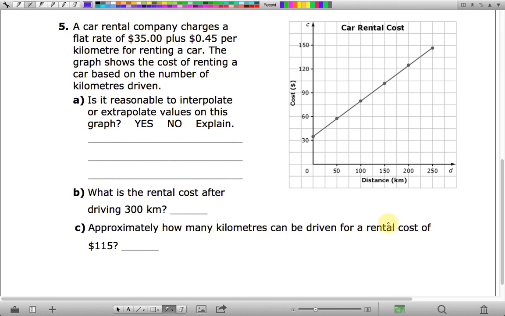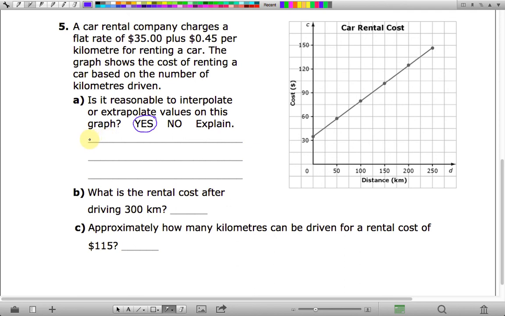So let's think about this here. If you are renting a car, are you only going to drive at 0 kilometers? Well, first of all, nobody's going to drive at 0 kilometers. You could drive 50 or 100 or 150. Yes, that's true. But is it possible that you're going to take the car for a drive and go, say, 120 kilometers, 135 kilometers, 201 kilometers? It's not necessarily going to be exactly these points that are specified. It could be any of the distances in between. And as a result, you're not necessarily going to be paying exactly the prices that are specified on these points. It could be any of the costs in between as well, rounded off to the nearest cent, of course. But yes, it is reasonable to do both interpolation and extrapolation.